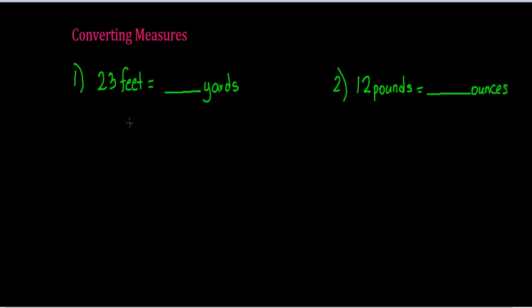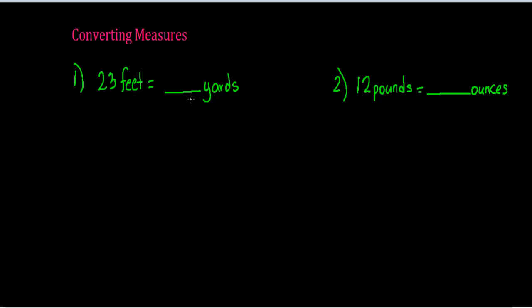Hello everyone. In this video we're going to be converting measures. What that means is we're going to convert 23 feet, in this case, into yards. And how do we do that? There are two steps to doing this. How do I turn feet into yards?